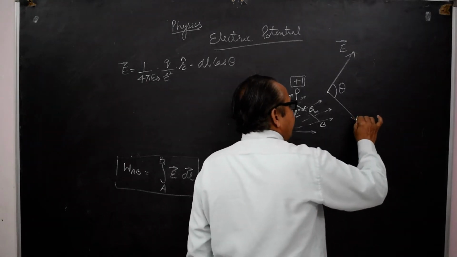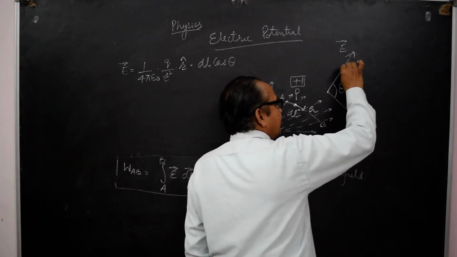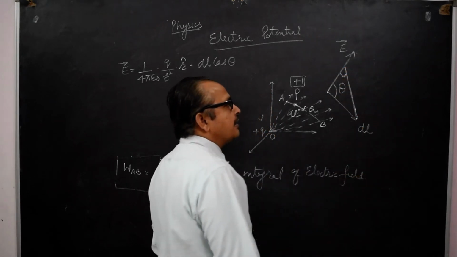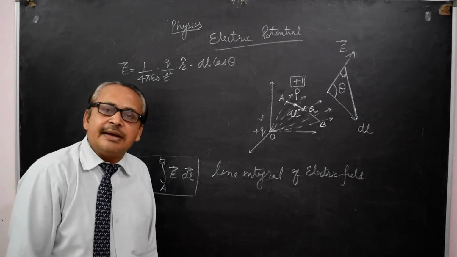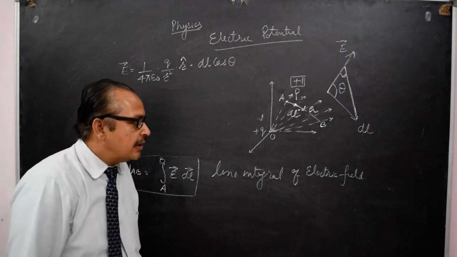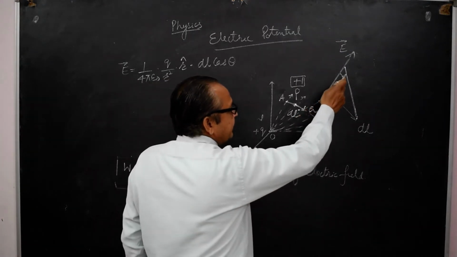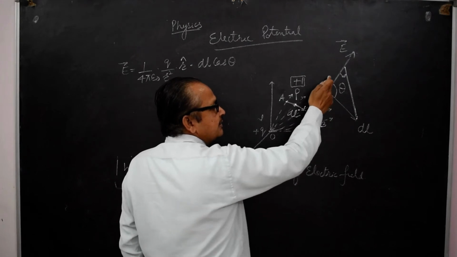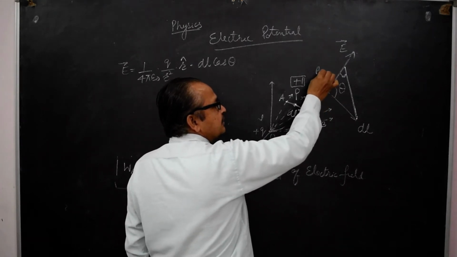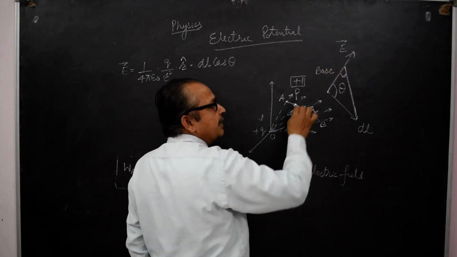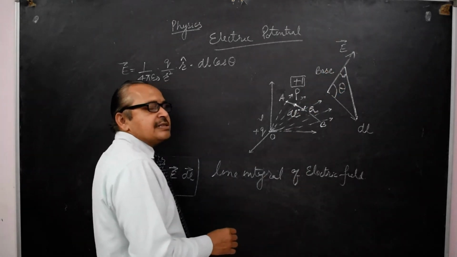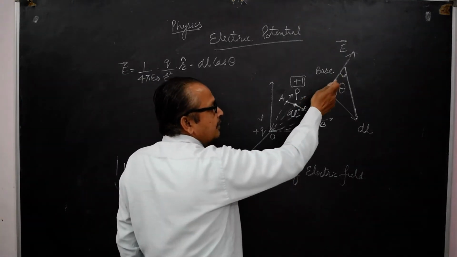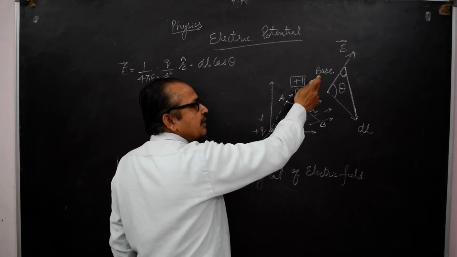Now, in order to find the value of dl, let us draw a perpendicular here. Any doubt? Now, you can understand if this is the perpendicular and this is the angle theta, then obviously this will be my base. Base is the side which contains both of the angles.